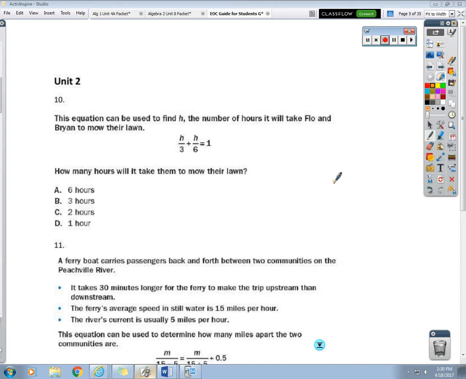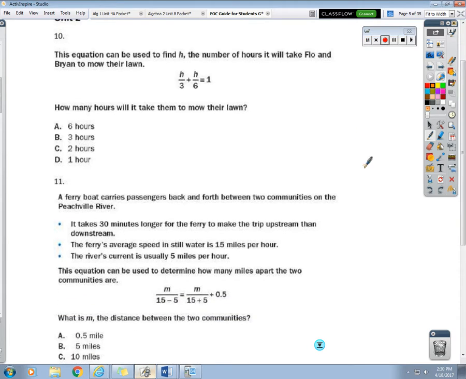This equation can be used to find H, the number of hours it will take Flo and Brian to mow their lawn. Okay? There's two different ways you could have done this. You could have obviously just plugged in numbers until you found the number that made it equal 1, or you could have solved the equation. First, I'll quickly solve the equation just to remind you how it's done, and then we'll check our answer by checking it. We have H over 3 plus H over 6 equals 1.